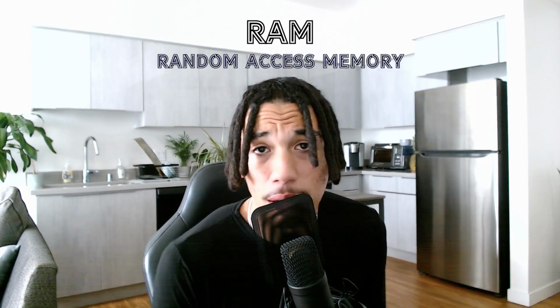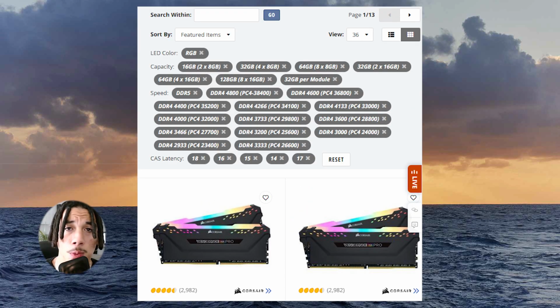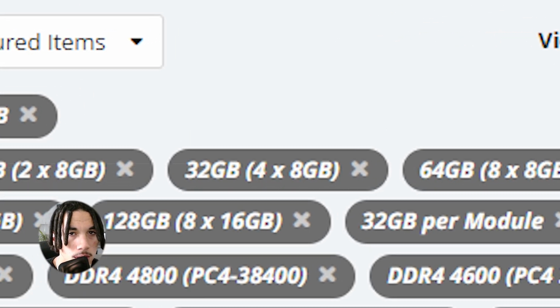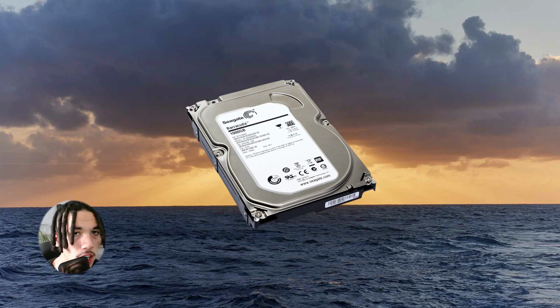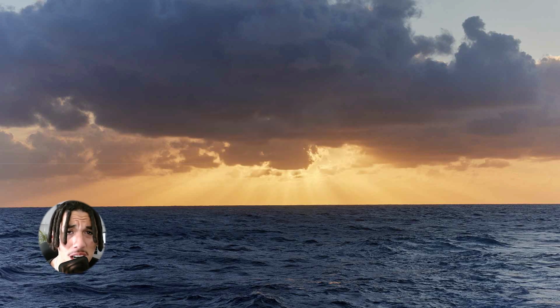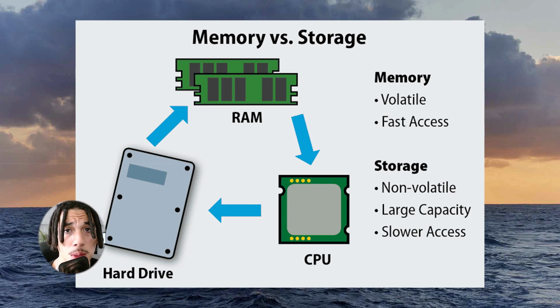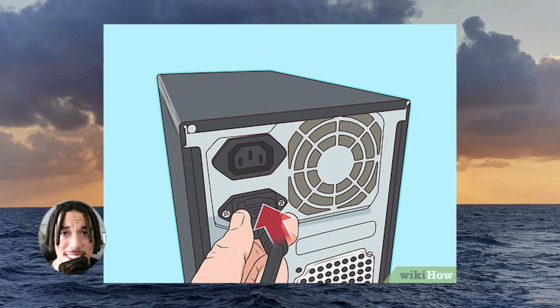RAM. Not talking about trucks. RAM is the memory of the computer. It comes in different sizes and speeds, and you'll probably realize that RAM is a lot smaller than other types of storage. We'll talk about that kind of storage next. This is because RAM is volatile memory, while other types of memory are non-volatile. This means that the data in your RAM is cleared every time that your computer loses power.